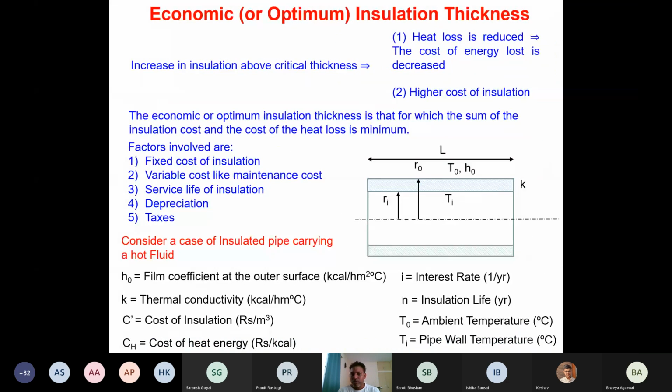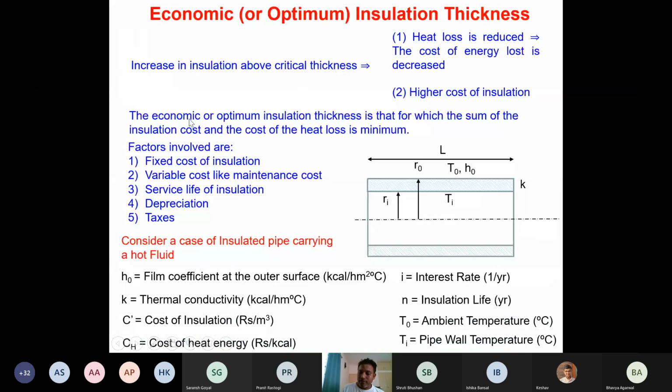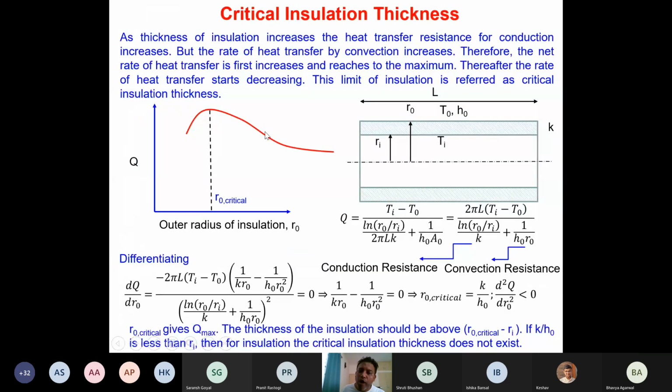Okay. Now coming back to another interesting concept: economic or optimum insulation thickness. Remember here we have looked at the critical insulation thickness beyond which the heat transfer decreases. But see here, beyond this point my rate of heat transfer decreases, but does it mean that I keep on increasing the insulation? If I keep on increasing the insulation, my rate of heat loss is going to decrease. But then there is a cost associated with the insulation, isn't it?